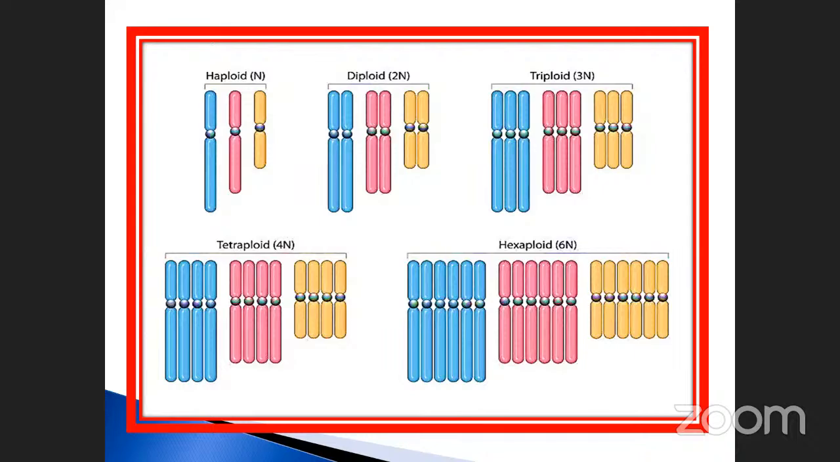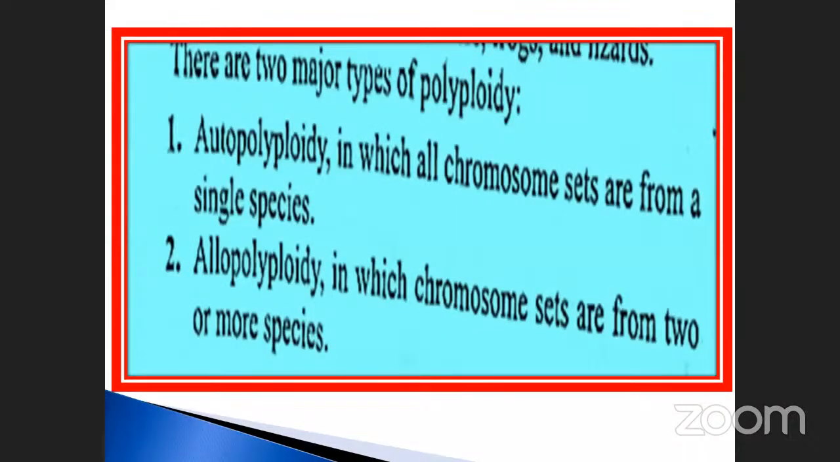This is the main thing. There are 2 major types of polyploidy. Polyploidy means more than one set of chromosomes present in a single gene. They are divided according to their nature: one is called autopolyploidy and the other allopolyploidy.